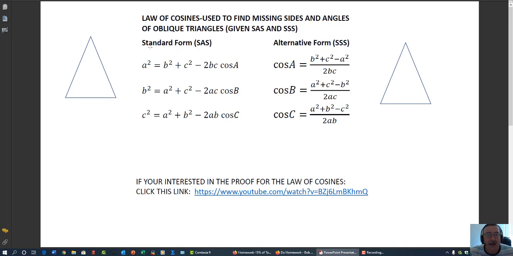Now, with the law of cosines, you may be given two sides and an included angle, what they call side, angle, side, and we'll look at the formulas that involve those. The alternate form is when they give you three sides of an oblique non-right triangle. They may give you all three sides, and then you can find the missing angles.